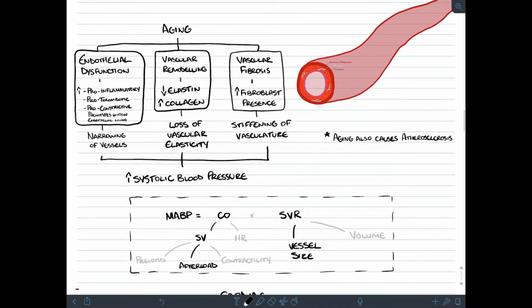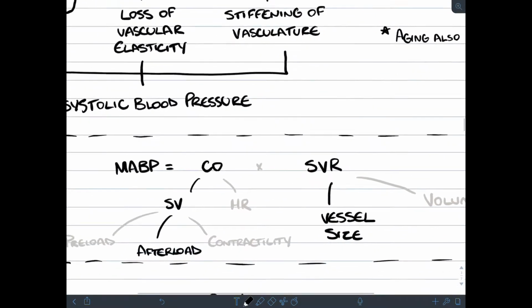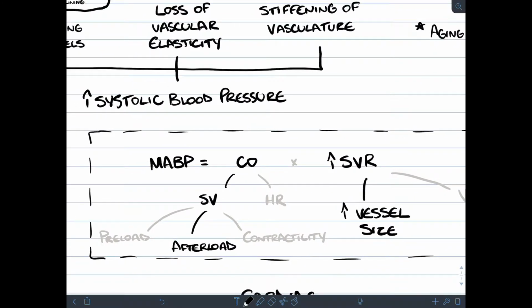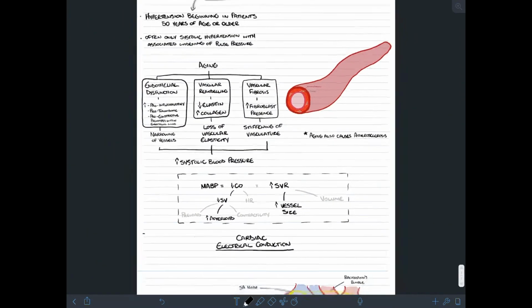And we can actually see that on a mathematical level. If we look at our formula here for mean arterial blood pressure, if our vessel size increases, we also see an increase in systemic vascular resistance, and that will affect our afterload. So our afterload will rise, our stroke volume will lower, and therefore our cardiac output will also lower.